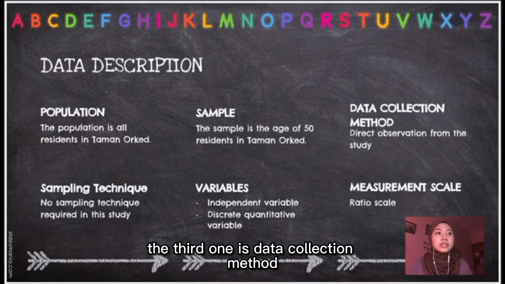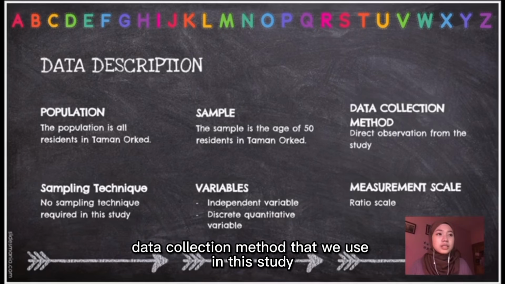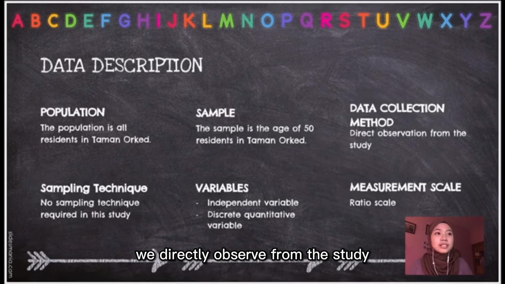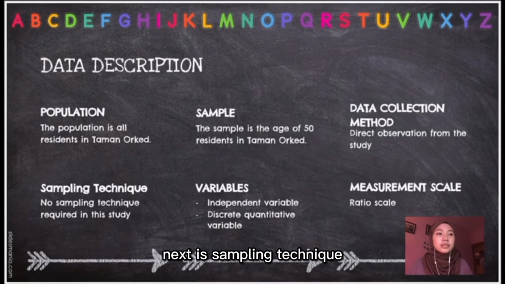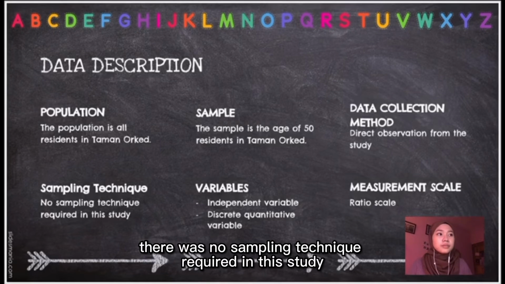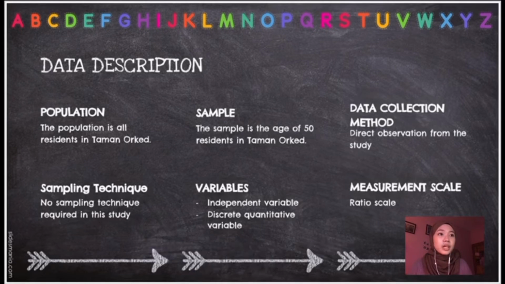The third one is data collection method. For the data collection method that we use in this study, we directly observe from the study, like direct observation. Next is sampling technique. There was no sampling technique required in this study because the data represent the secondary data, which is fully complete.